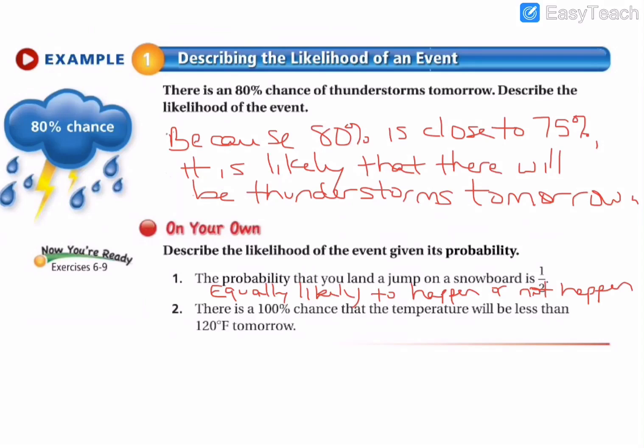There is 100% chance that the temperature will be less than 120 degrees Fahrenheit tomorrow. If it was 100% probability, it is certain that the temperature is going to be less than 120 degrees. And that's it. That's all you're doing for that part. Okay? Stay tuned for the next part of probability.